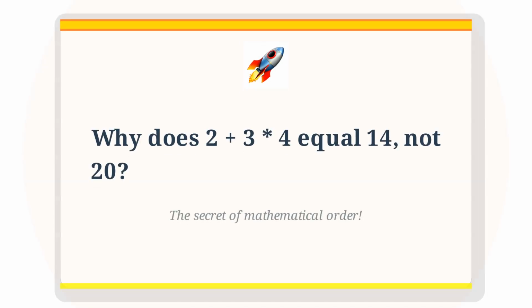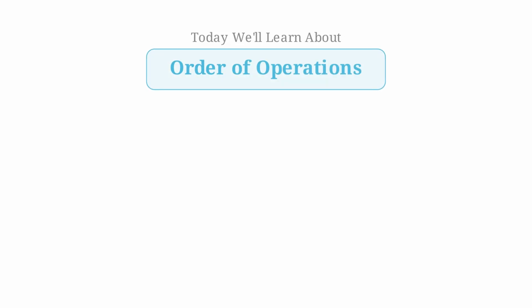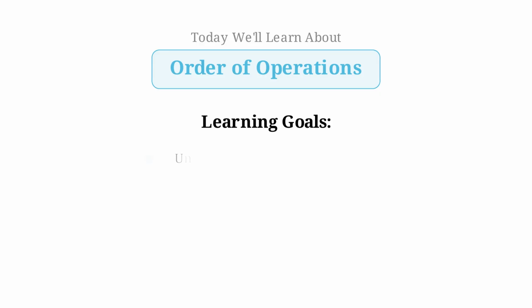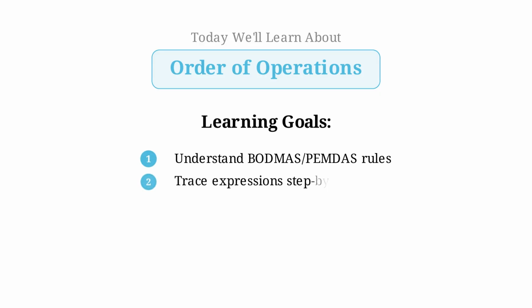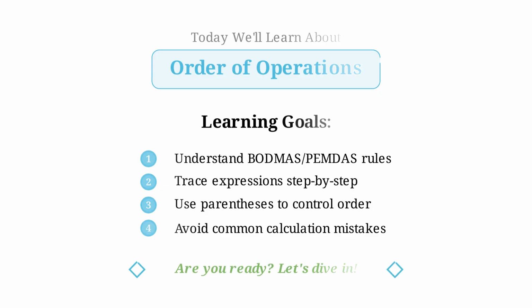Why does 2 plus 3 times 4 equal 14, not 20? Today, we're unlocking the secret of mathematical order that Python follows. Today, we're mastering order of operations. You'll understand the BODMAS or PEMDAS rules that Python follows, trace through complex expressions step by step, use parentheses to control exactly what happens when, and avoid those sneaky calculation mistakes that catch everyone. Let's become order of operations experts.